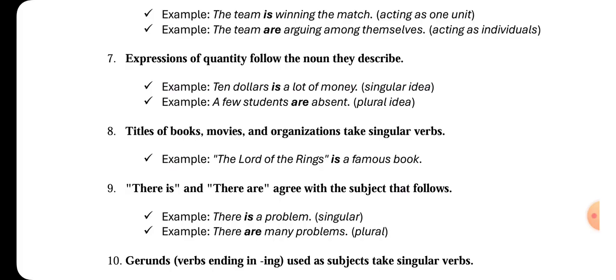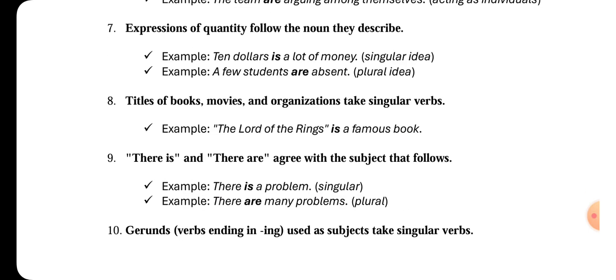Titles of books, movies, and organizations take singular verbs. For example, The Lord of the Rings is a movie. Do you get it? So you should take a singular. The Lord of the Rings: even though it ends with s, it still has to take a singular verb. So The Lord of the Rings is famous. It's a famous book. The Lord of the Rings is a famous book. Or you can say The Gift Child is my favorite book. So you have to use singular for it.